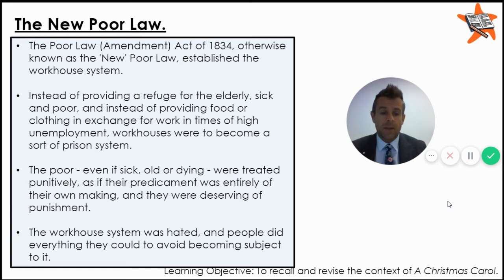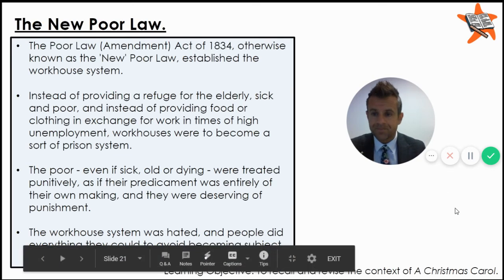So if you were poor, it was like a punishment to go to the workhouse because that was your own fault. That's what the Victorian capitalist classes believed anyway. The workhouse system was absolutely hated by the working class, and people did everything they could to avoid becoming subject to it. They definitely did not want to go and work in the workhouse. Usually that meant awful living and working conditions.